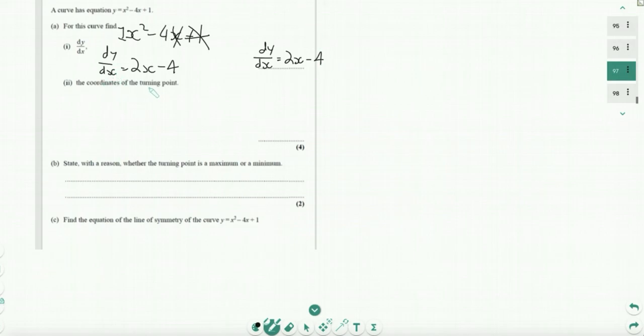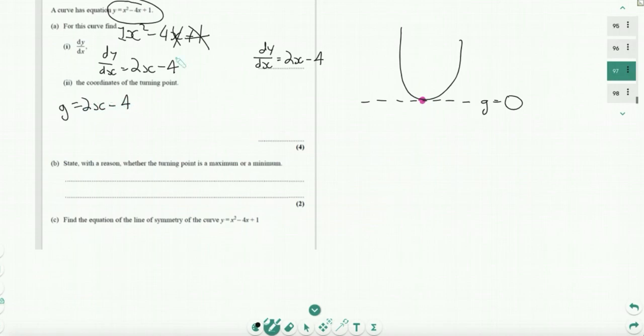Next question, find the coordinates of the turning point. All right, well, let's sketch this graph real quick. Since the largest power is a 2 and it's positive x squared, it's going to be a U-shaped graph. And we're trying to find this coordinate here. Well, this coordinate, if I were to draw a tangent, it has a gradient of 0. So we can replace dy over dx with g. So g equals 2x minus 4. And at our turning point, the gradient is 0. So we're going to replace g with 0.